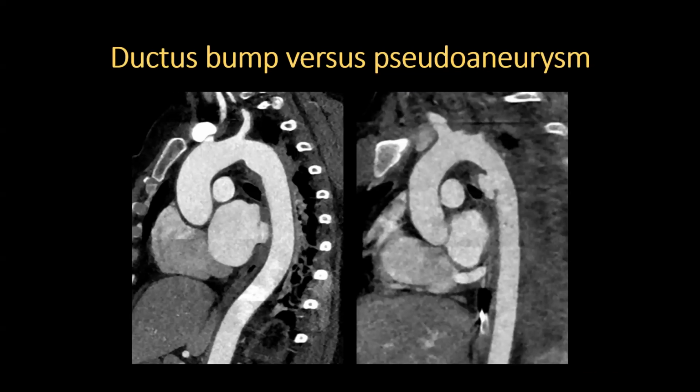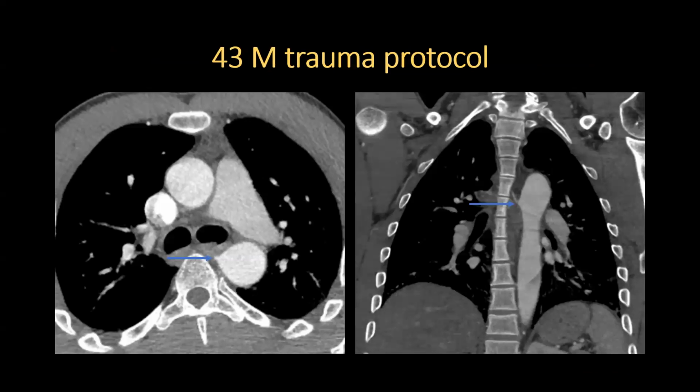So how do we distinguish a ductus bump from a traumatic pseudoaneurysm? A ductus bump is a smooth, convex bulge that makes obtuse angles with the aortic wall. A pseudoaneurysm has irregular margins, has a more mushroom cloud appearance, and often has associated mediastinal hematoma. This is another mimic to be aware of. An infundibular origin of a branch vessel, such as a bronchial or intercostal artery, can sometimes be mistaken for a traumatic aortic injury.